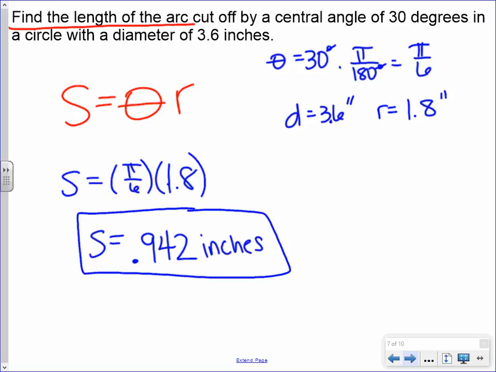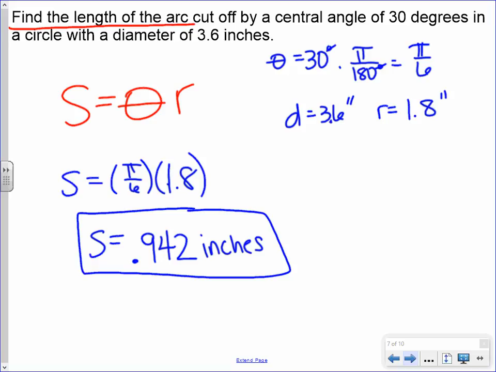In your book, you may have problems where it gives you theta and r. You may have problems where it gives you the arc length and r, or the arc length and theta. They'll kind of do some different things with that.